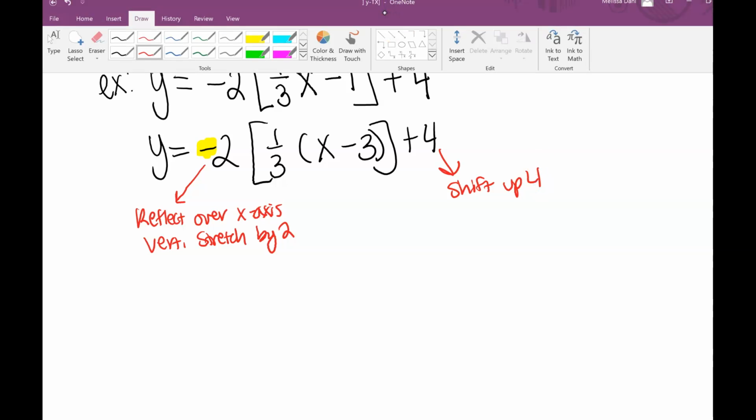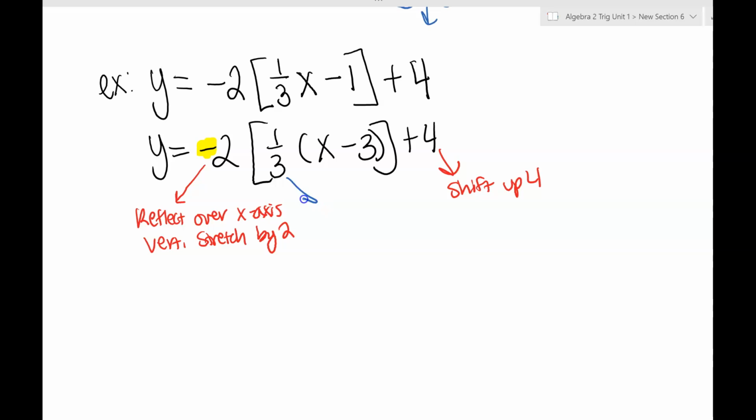Horizontally, we have 2 things happening here. We have this 1/3, which is going to end up being a horizontal stretch by the reciprocal of 1/3, which is 3. And we have this -3, but really remember that's x minus h, which means the h is actually a +3, and that's going to be a shift right 3.